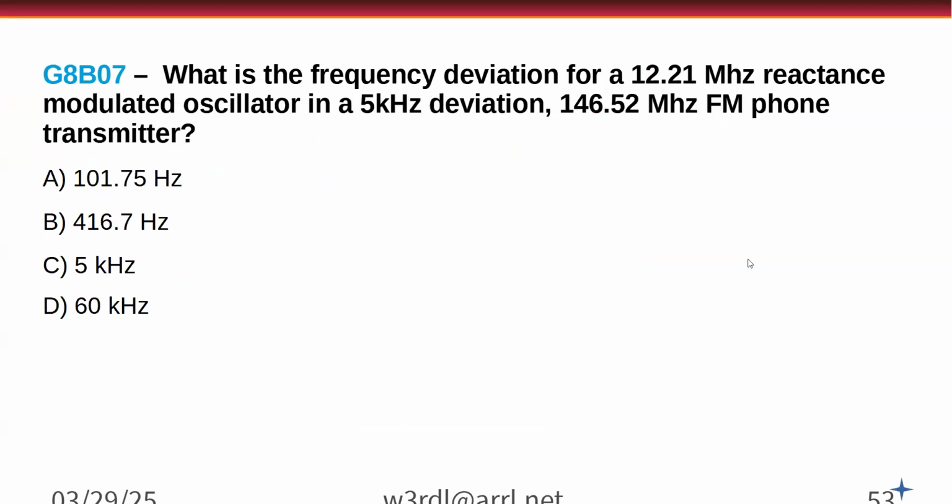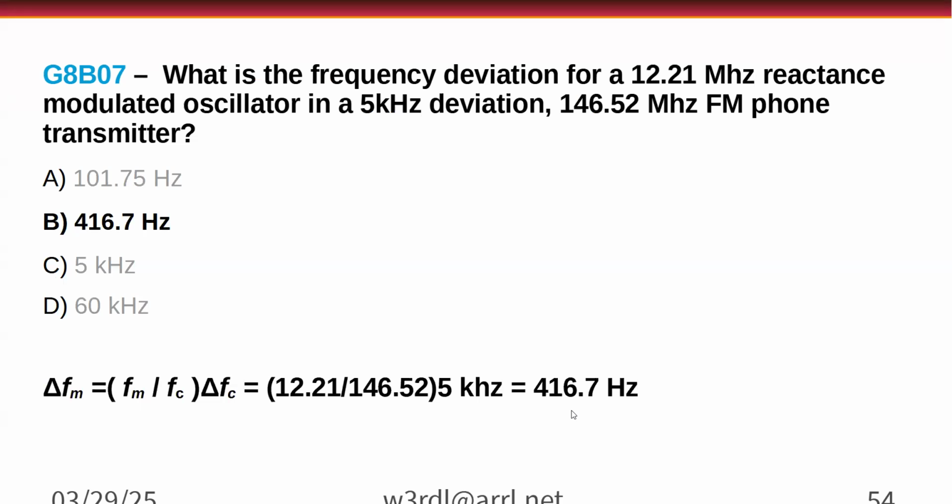So what's the frequency deviation for a 12.21 megahertz reactance modulated oscillator in a 5 kilohertz deviation, 146.52 megahertz FM phone transmitter? Probably. So that is an actual question. Oh, that's a term. Yeah. Generals get the hard one. I must have passed that at some time or another. Maybe not. How long ago was it? 11 years. Probably wasn't on there. They change every 4 years.